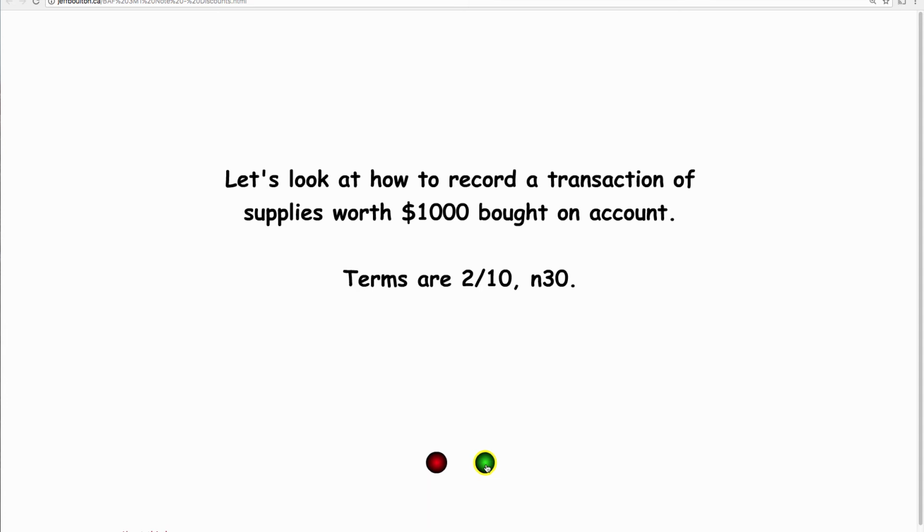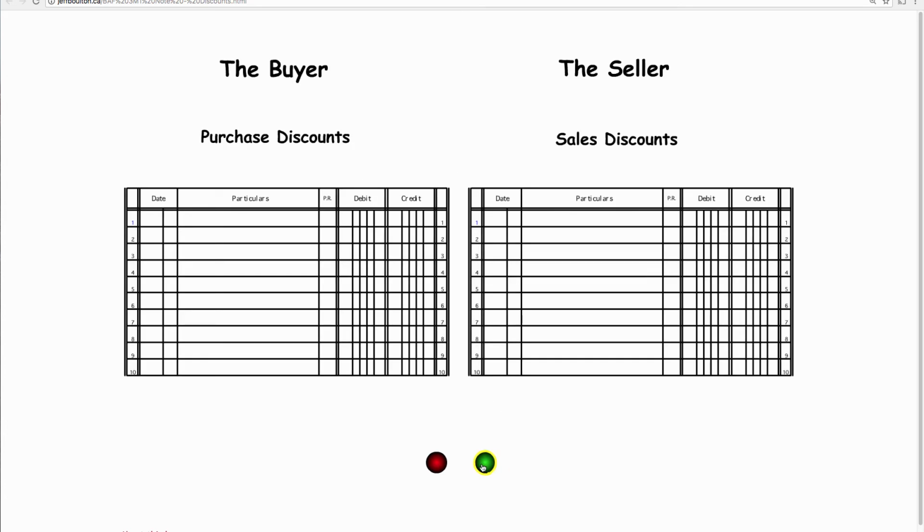Let's say we have a transaction worth $1,000 bought on account and the terms are 2 in 10, net 30. How would we do this? On the left, we're going to look at the buyer. On the right, the seller. Here, when you buy, you're going to have a purchase discount. So here's our first one. On January 10th, we buy supplies of $1,000. We owe $1,000. That's all we record because remember, money's not changing hands. We just record the terms, done.